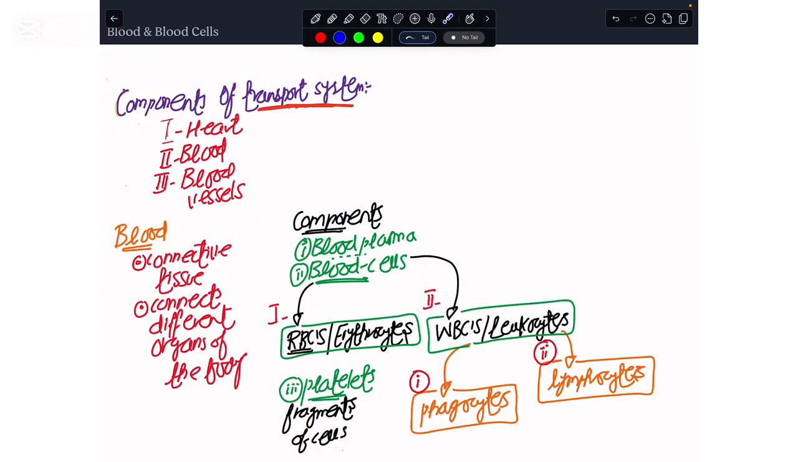The red blood cells, technically, are referred to as erythrocytes, and the other name of the white blood cells is the leukocytes. And in the white blood cells or the leukocytes, we further have two subcategories or two subdivisions, and they include the phagocytes, and then we have these lymphocytes.